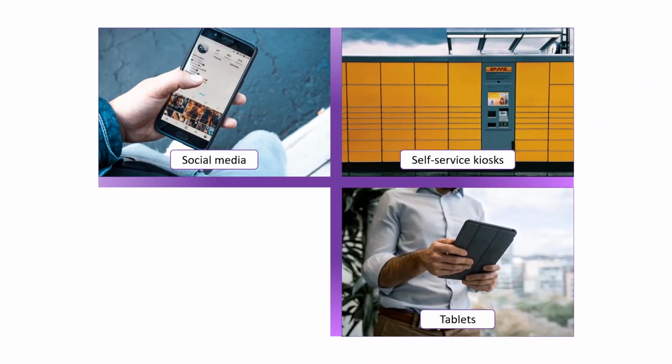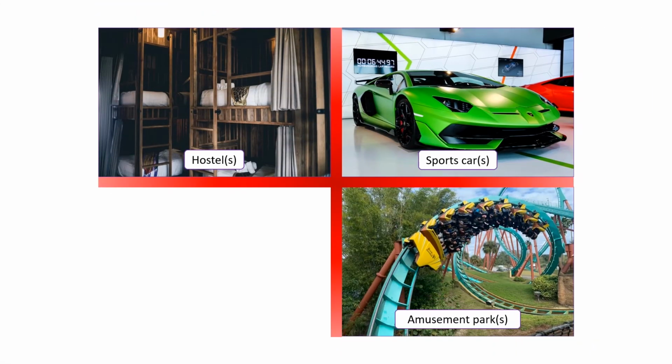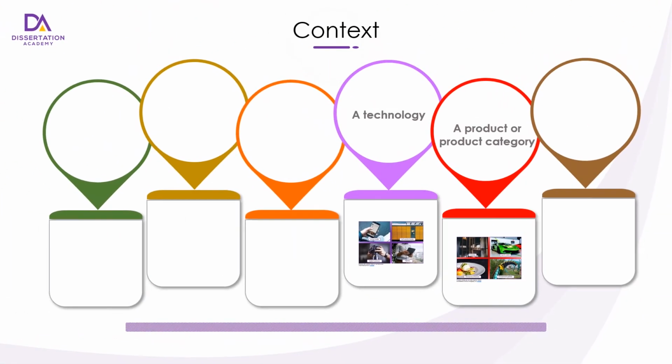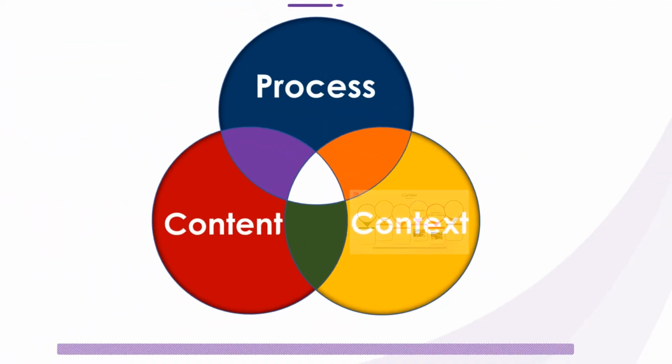Examples of technologies include social media, self-service kiosks, tablets, and digital cameras. Examples of products or product categories include hostels, sports cars, amusement parks, and cheese. In this instance, a particular form of cheese, mozzarella. So sometimes a researcher may want to focus on a specific product, such as mozzarella, or on the respective product category, in this instance, cheese. Most studies use more than one type of context, and we will see that in action when we revisit the initial and final titles of John's dissertation.